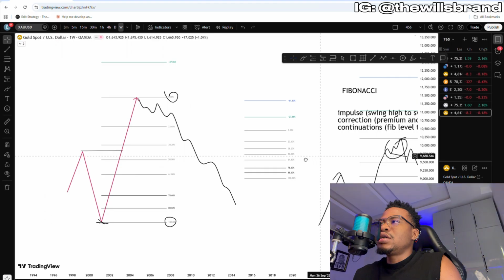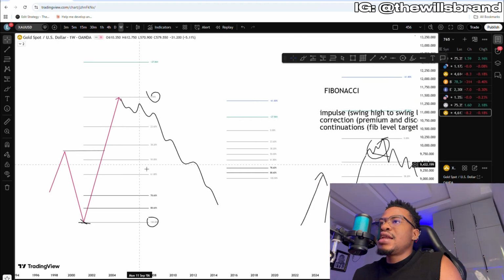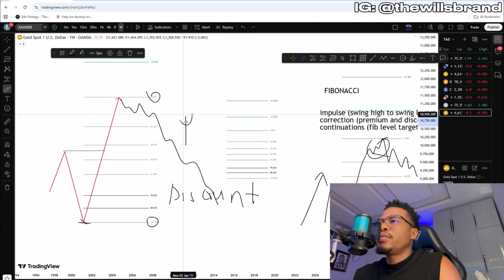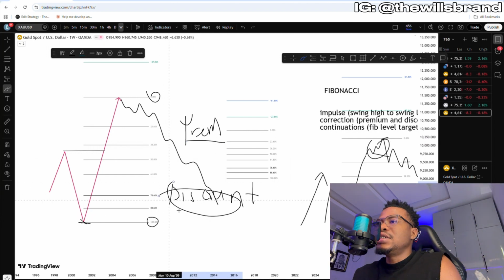So that's where the correction is going to come. Anything below 50% level is the discount, right? And in the market, if you're trading the market, you want to be buying at the discount and sell at premium, right? So anything above 50% is the premium price, right? So you want to buy at discount.